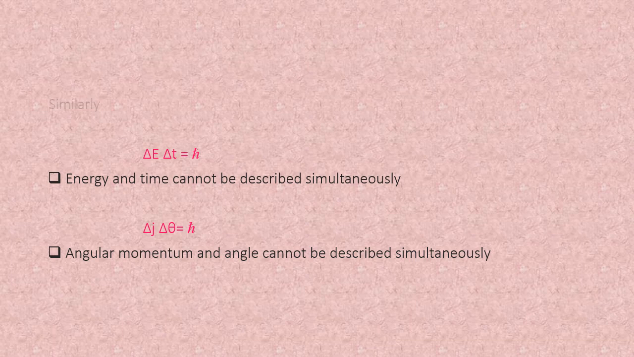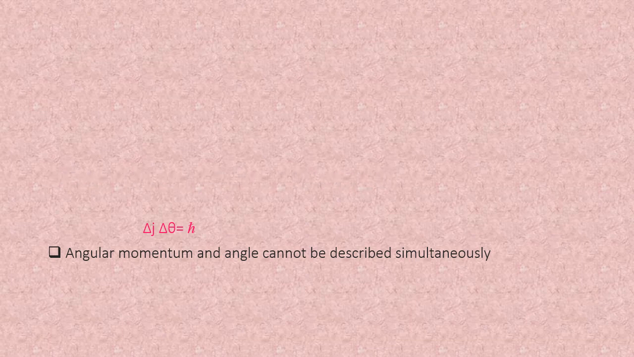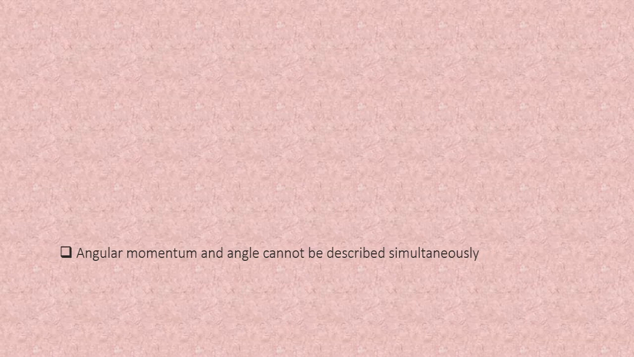Similarly, the energy and time cannot be described simultaneously. Example: del E times del t is approximately h cross. And angular momentum and angle cannot be described simultaneously. Example: del J times del theta is approximately h cross.